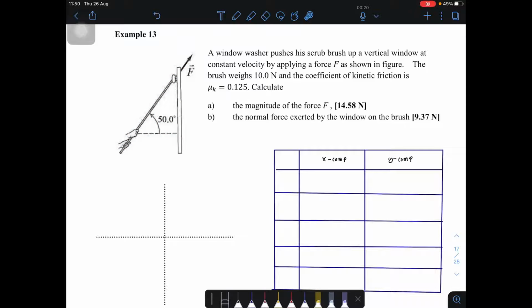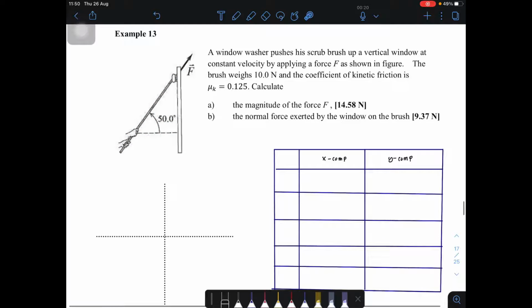Okay, so now, this is our object. We want to find the force, value F here, and then the normal force. And we are given the weight of the brush is 10 Newton and then the coefficient. So we have the weight 10 Newton.